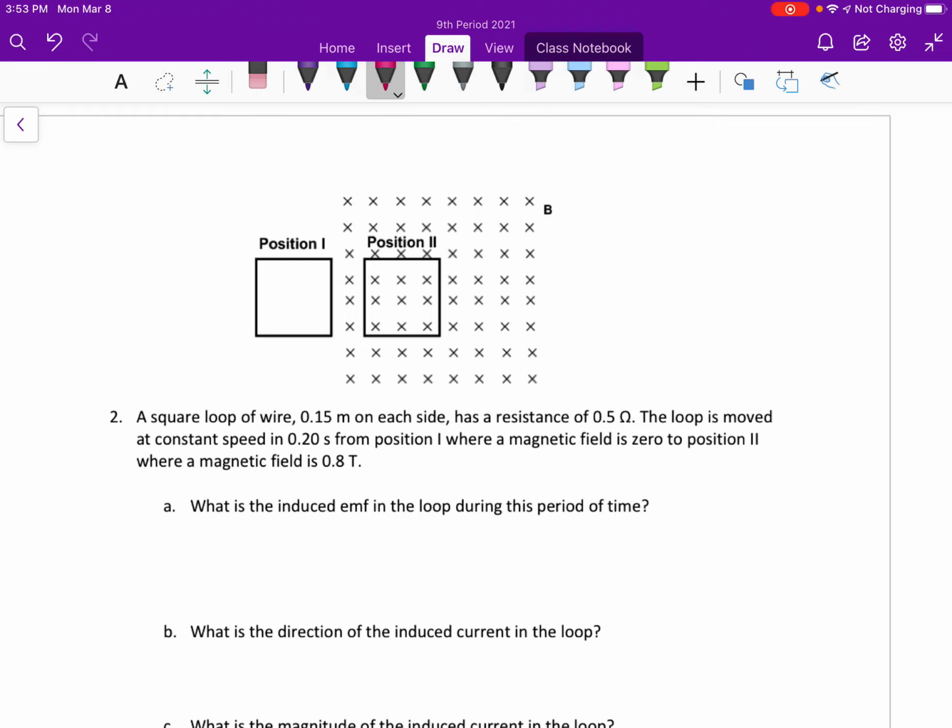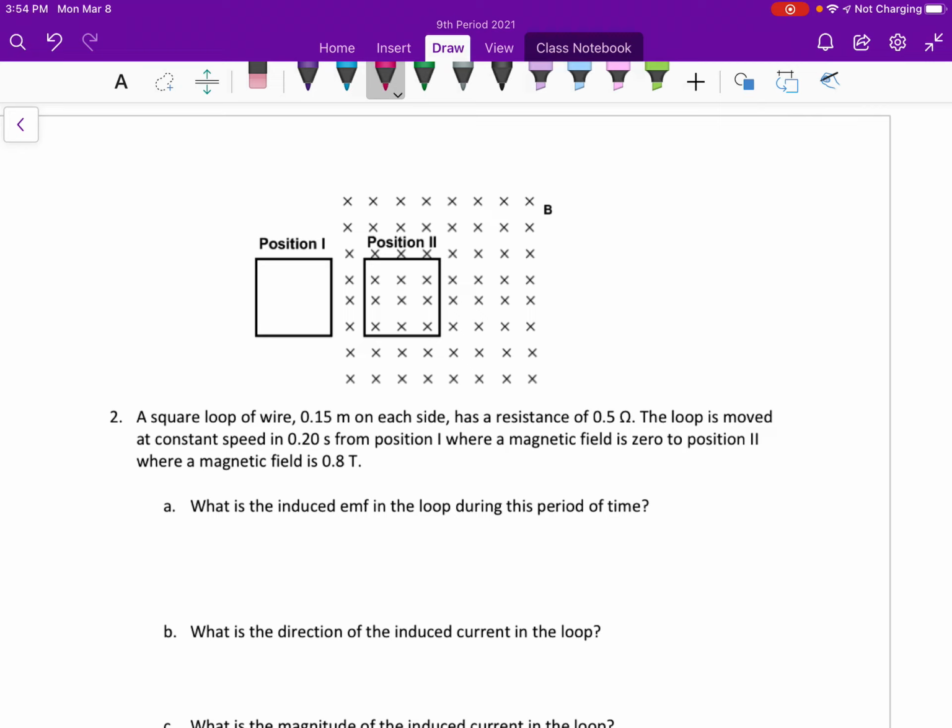In this problem we have a square loop of wire, 0.15 meters on each side. It has a resistance of 0.5 ohms. The loop is moved at a constant speed in 0.2 seconds from position 1 where the magnetic field is 0 to position 2 where the magnetic field is 0.8 Teslas. And part A says, what is the induced EMF in the loop during this period of time?